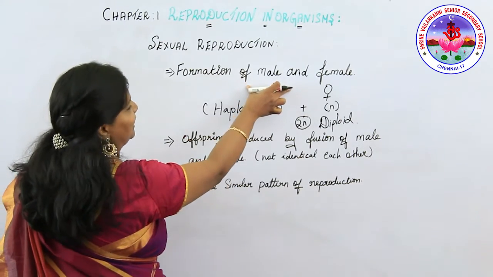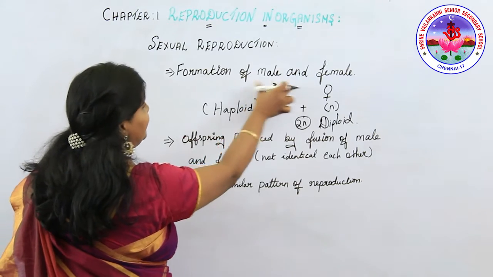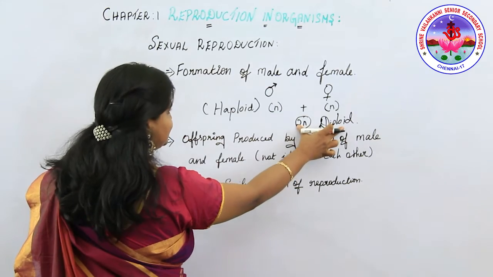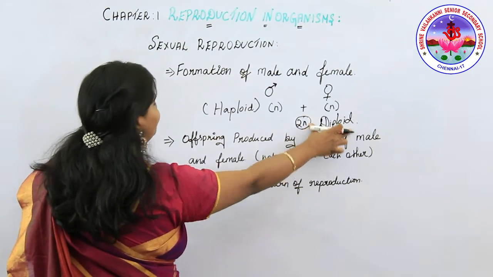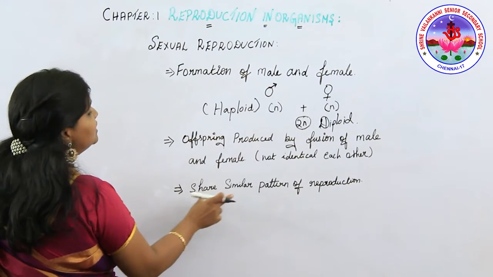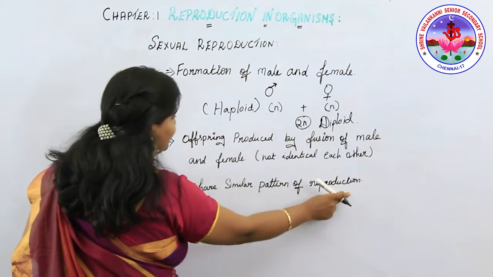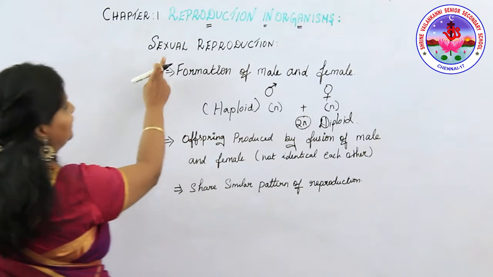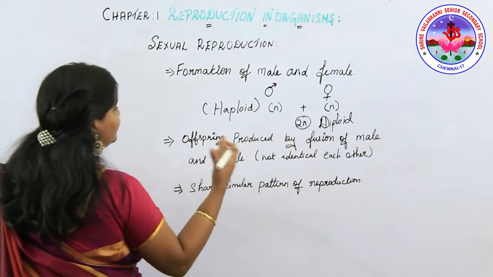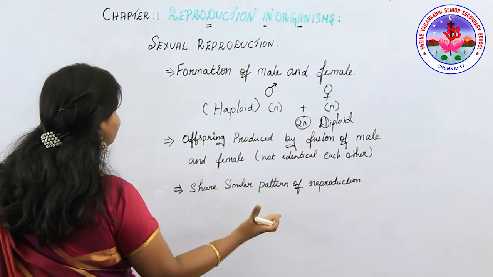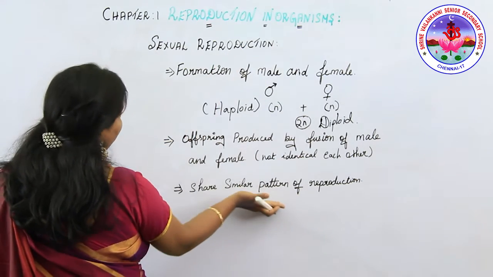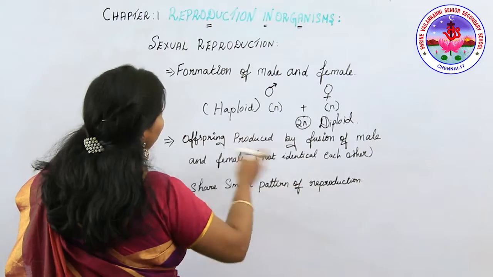Here the male parent contributes 23 chromosomes, and the female contributes 23 chromosomes, resulting in the 46 chromosomal pattern to form a new individual offspring. Here there is an important point: sexual reproduction shows a similar pattern of reproduction. Whichever organism is part of the reproduction life process will follow the same pattern.